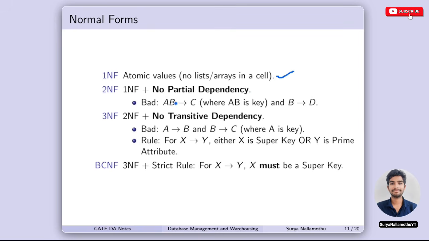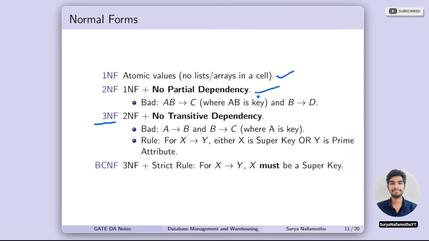So we need to check whether these functional dependencies are available or not. If they are not available, then it satisfies the 2NF condition. If they are available, then it does not satisfy the 2NF condition. And next, 3NF. Here the 3NF is very simple.